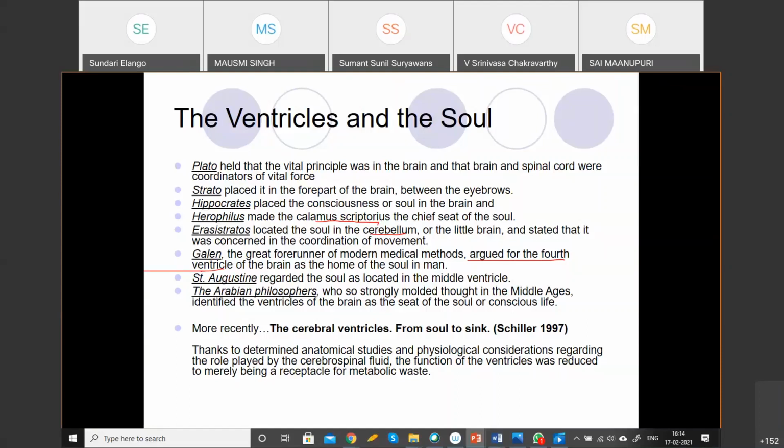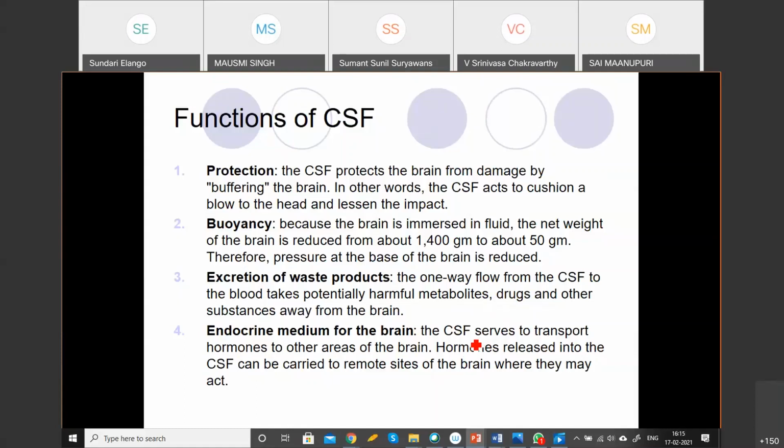There's a very nice review article by Schiller, where he gave a very funny title to the article. It said, "The Cerebral Ventricles: From Soul to Sink." People began by believing that the ventricles are the seat of the soul, but finally now we realize that there's no soul there. There's just a sink for CSF. Anyway, obviously we don't think that there is a soul sitting in CSF, but CSF has a lot of important functions. So let us look at that.